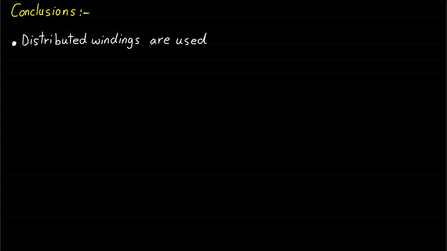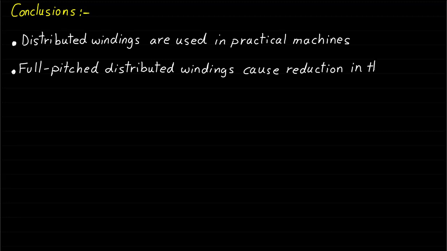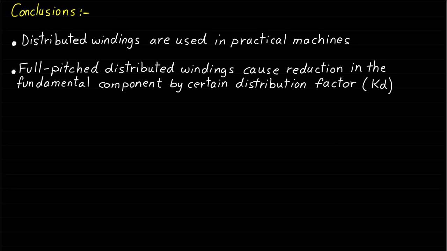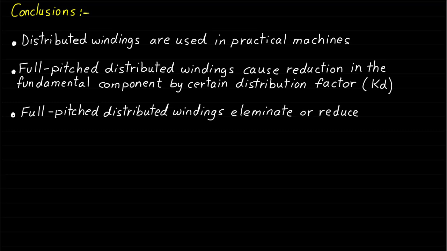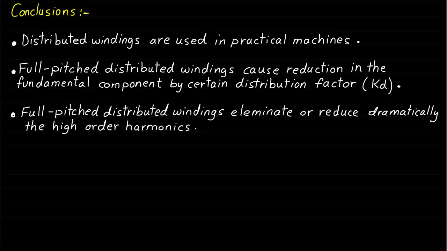From this lecture, we can conclude the following points. Distributed windings are used in practical machines because it improves the utilization of the armature. Full-pitched distributed windings cause reduction in the fundamental component by certain distribution factor Kd. This is considered a disadvantage because the machine is losing some of the main or fundamental voltage magnitude. Full-pitched distributed windings eliminate or reduce dramatically the high-order harmonic components. This is considered an advantage over the concentrated windings.